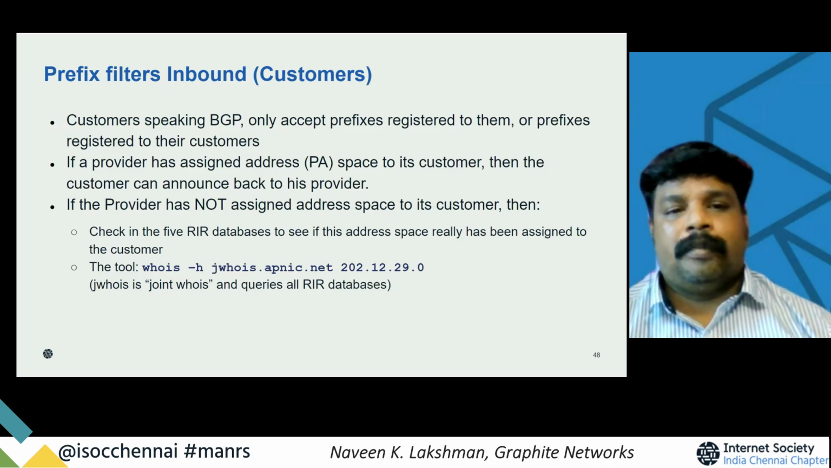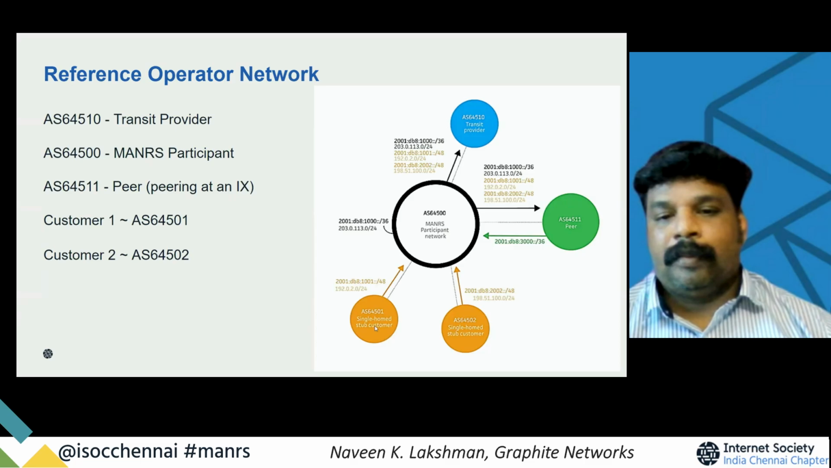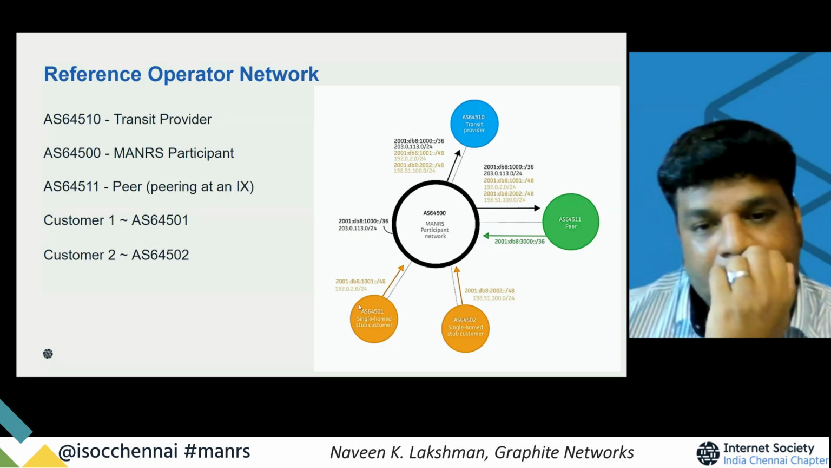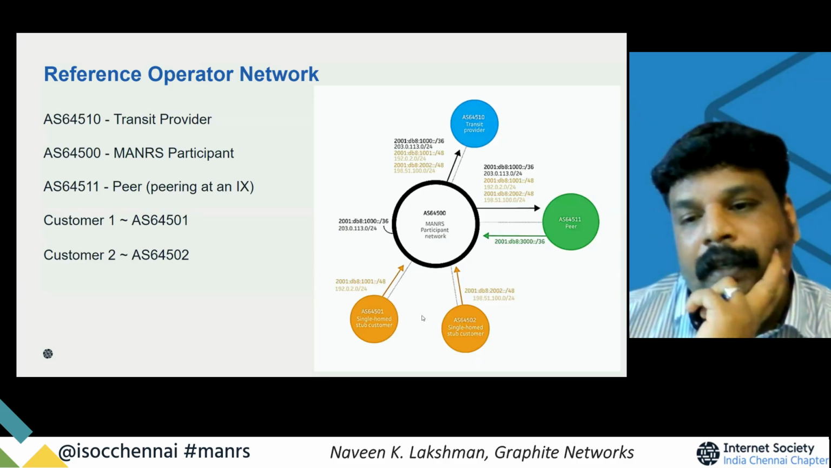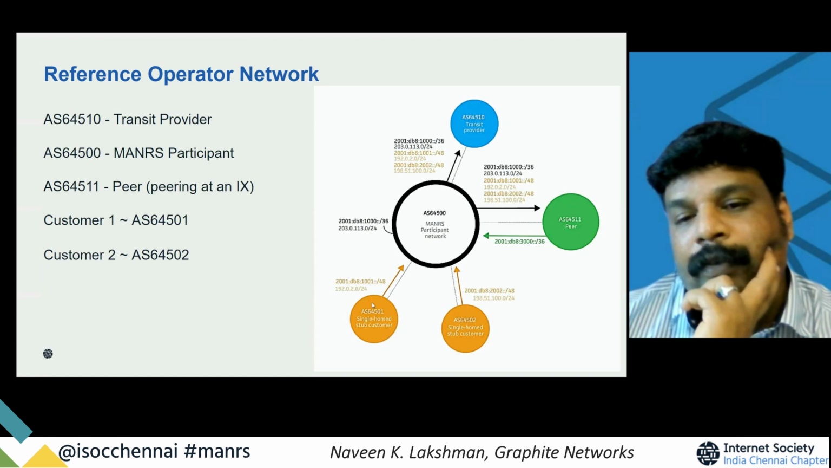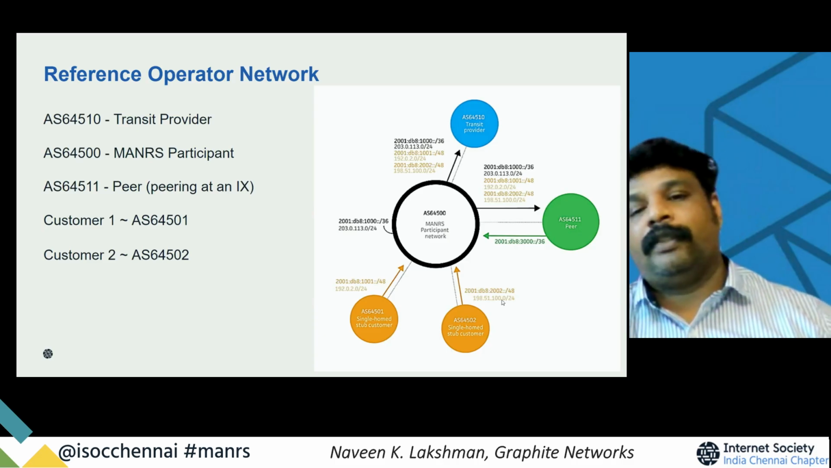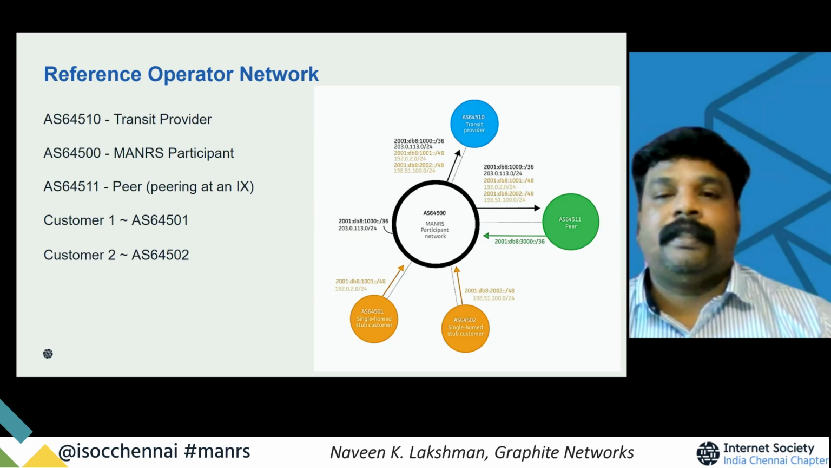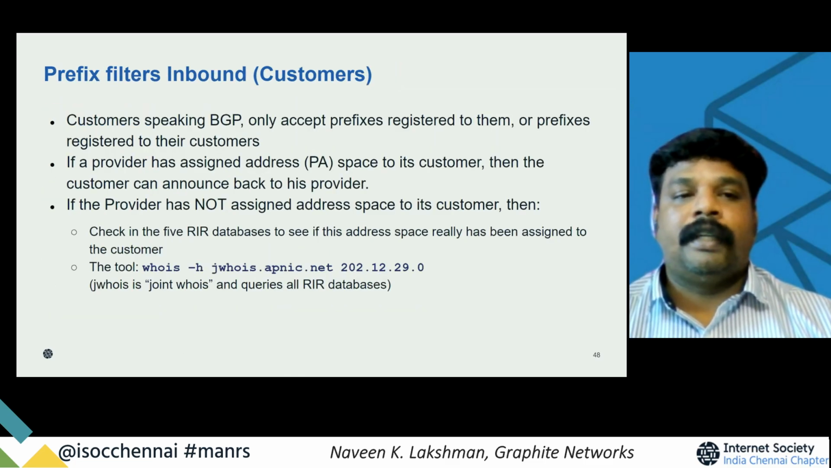So from the customer, going back to the diagram, your customers 64501 and 64502 are sending two prefixes, 192.0.2.0/24 and 198.51.100.0/24 in V4, and 1001::48 and 2002::48 in V6. So these are the two prefixes your customer would be sending to you, so that you would be receiving it as an inbound.